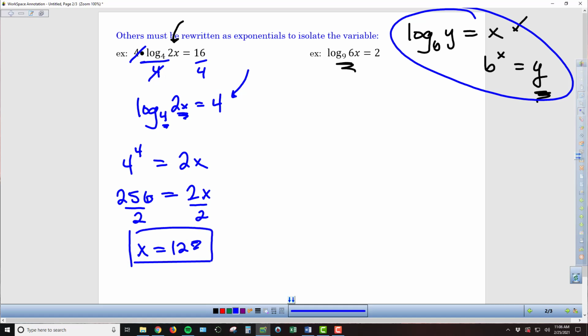And if we go back and check, we can see that plugging in 128 for x isn't going to be problematic. We're not going to be taking the log of 0 or a negative, so we have confidence that that answer is just fine.